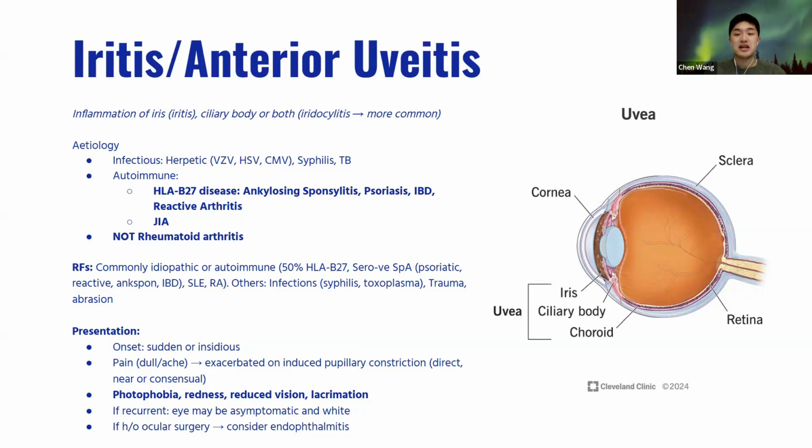And the anterior part of the uveal tract, the first part, is the iris and half of the ciliary body. So that's where the name anterior uveitis came about, and it just means the same thing as iritis. So the etiology for this condition can be infectious, but most commonly it is autoimmune. So it's associated with the HLA-B27 diseases, which are ankylosing spondylitis, psoriatic arthritis, inflammatory bowel disease, and reactive arthritis, and juvenile idiopathic arthritis may be implicated as well. Important to know that it is not associated with rheumatoid arthritis.